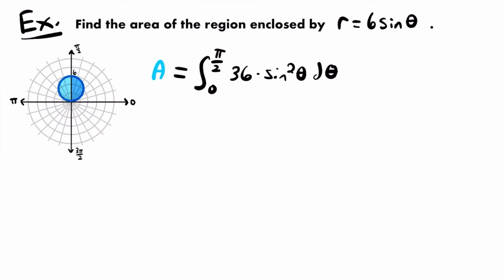And the first thing I'm going to do to solve this integral is pull 36 to the outside. Since it's a constant multiple, we don't need to have that inside the integral. It'll be easier to work with if we pull it to the outside. So this will be equal to 36 times the integral from 0 to pi divided by 2 of sine squared theta. Now, what I'm going to do is rewrite sine squared theta into a form that we can actually integrate, because in its current state, sine squared theta is not easily integrated.